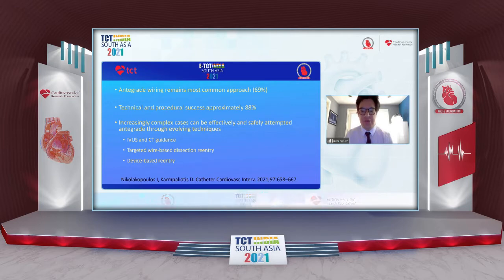As per the PROGRESS CTO registry, the antegrade wiring approach remains the most common approach used, primarily in about 69% of cases, associated with technical and procedural success of approximately 88%. And through new strategies, we're able to tackle antegrade CTO PCI in more complex lesions. This is highly based on imaging, whether it's CT coronary angiogram guidance or IVUS, targeted wire-based dissection reentry, which I'll highlight in future slides, and then use of novel device-based reentry.